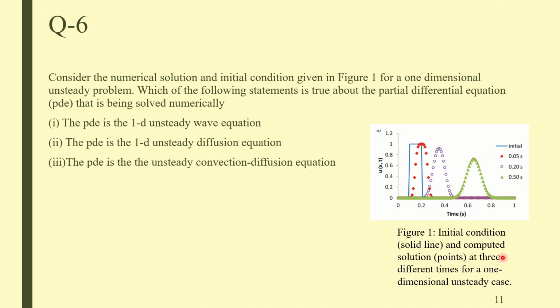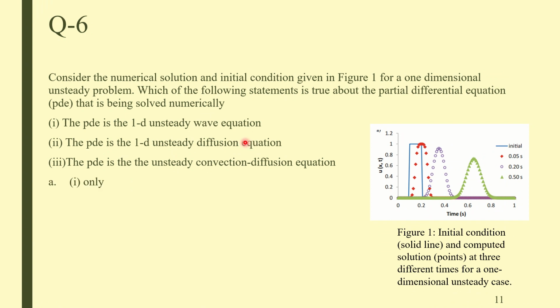Initial condition and computed solution at 3 different times for a one-dimensional unsteady case. So it is a 1D problem, an unsteady problem, a wave equation problem, and it can also be a convection diffusion equation. Why a convection diffusion equation? Because the wave is spreading out due to diffusion, and there is also a convective movement. So it is a convection diffusion equation and not just a diffusion equation. Statement 2 is wrong, because it mentions only diffusion, whereas statement 3 includes the convection term as well. So statements 1 and 3 are right.